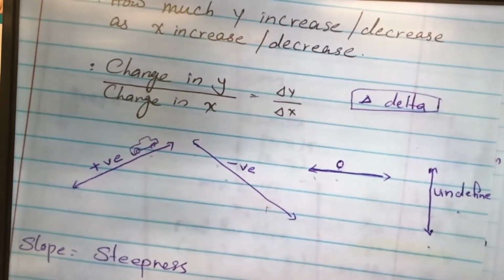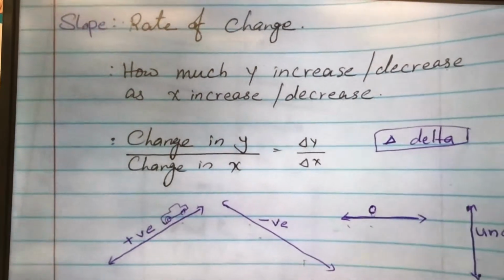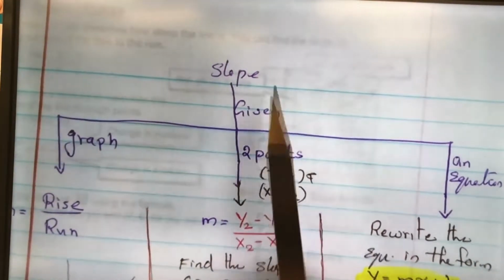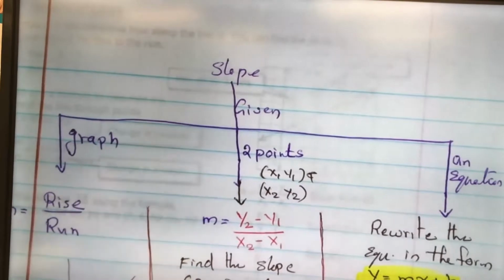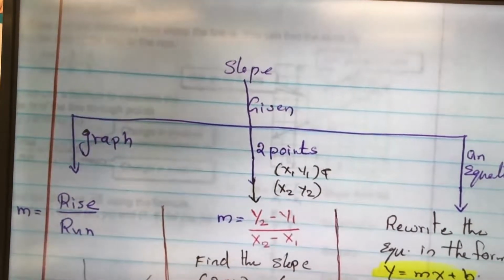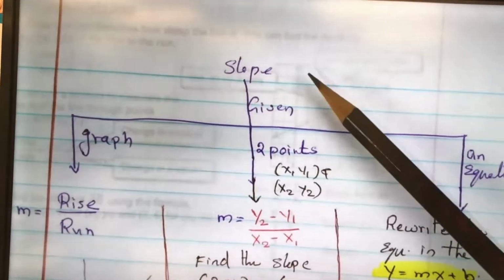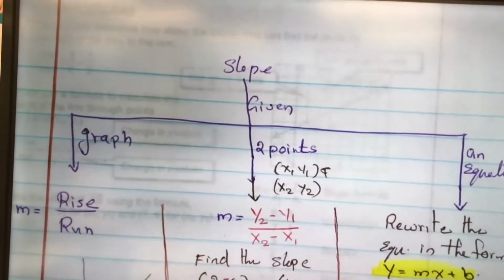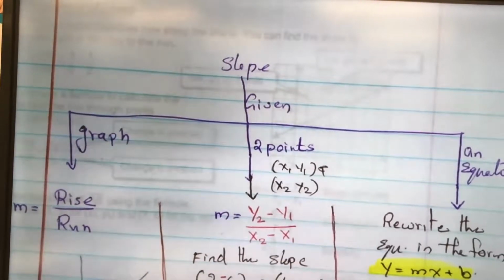When we find the slope of a line, you may face three situations. To find the slope, you may be given a graph, and here we are going to discuss how to find the slope from a graph. Or you may be given 2 points, x1, y1 and x2, y2. Then we use the slope formula, y2 minus y1 over x2 minus x1, to find the slope of that line.